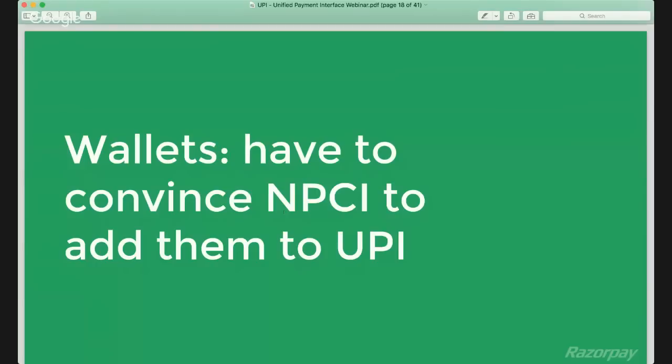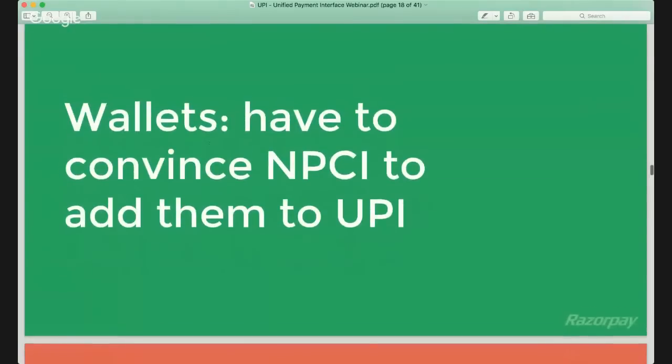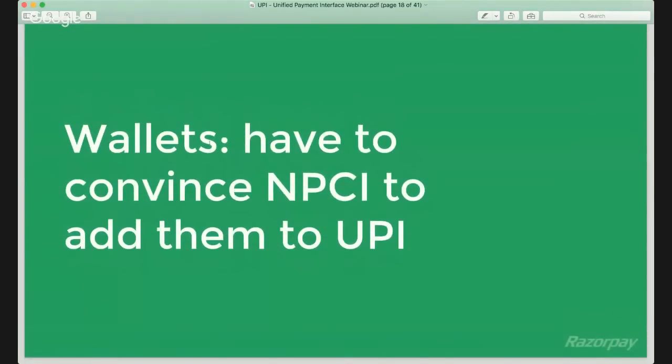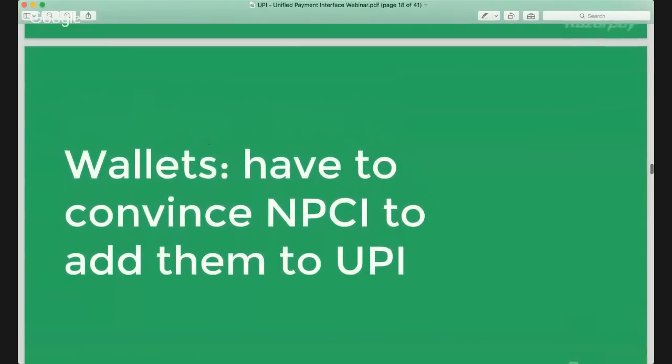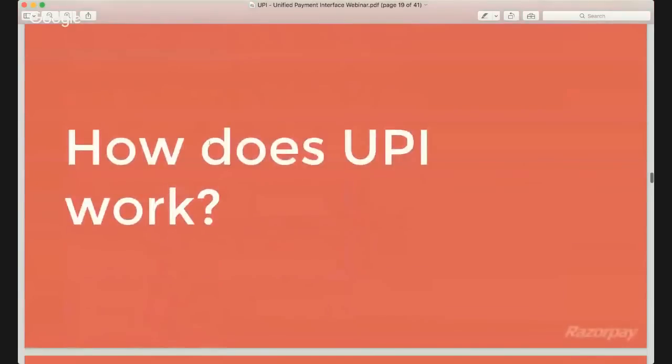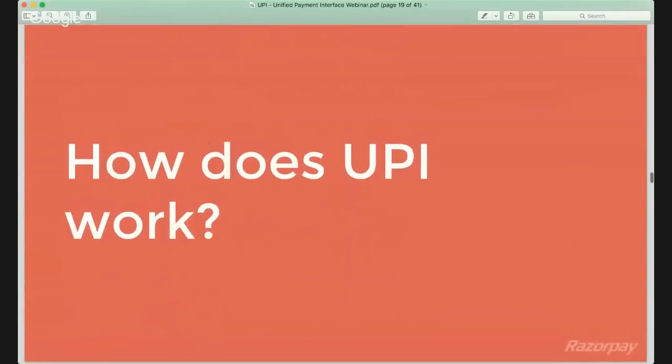The only organizations that are currently integrated with IMPS are the banks themselves, and as a result, wallets are currently out of scope of UPI because wallets do not interoperate with IMPS, obviously. So that's on the wallet side. The next part is how exactly does UPI work?